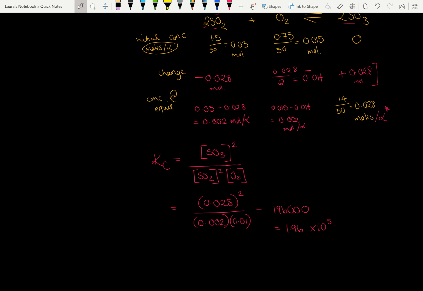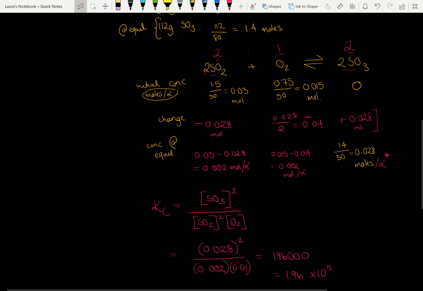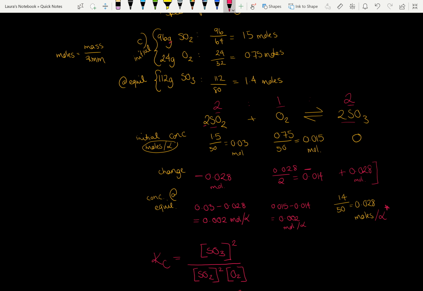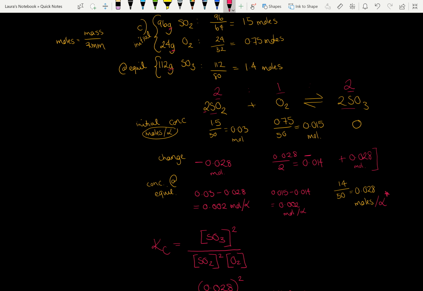So that brings us to the end of the 2016 question. A little bit different compared to the questions that we've done previously, in that they gave us the starting materials in grams as opposed to moles, so we have to convert that into moles. And then again, we don't have the simple 1-to-1 ratio, we've got a 2-to-1-to-2 ratio that we had to take into account as we were working backwards from our number of moles of our product. But other than that, it was a nice enough question.